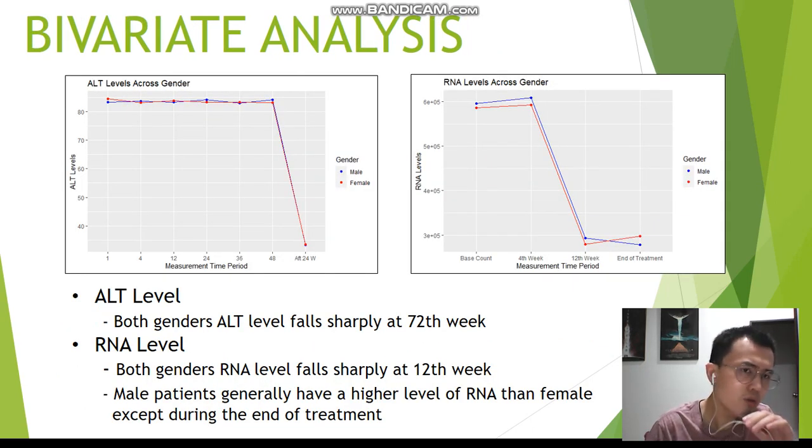Besides that, we also perform the bivariate analysis in this study. In this part, we have studied the ALT level across the gender and the RNA level across the gender. For the ALT level, both genders' ALT level fall sharply at 72 weeks. As for the RNA level across the gender, the RNA level for both genders fall sharply at 12 weeks. Another observation we can see is that male patients generally have a higher level of RNA than female patients throughout the treatment process, except at the end of the treatment.